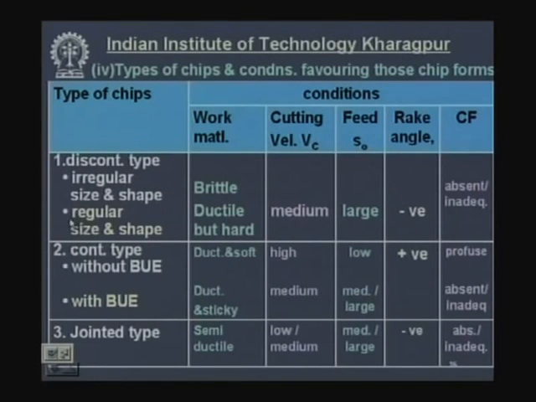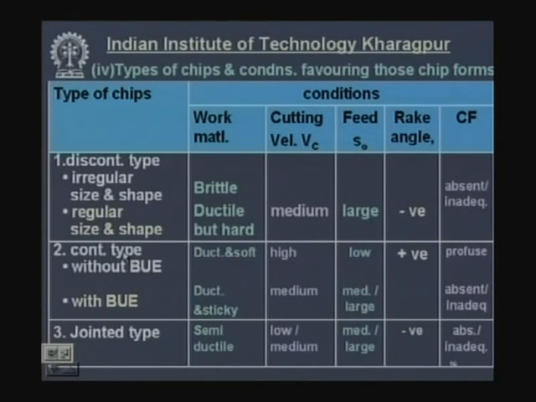But we can also get discontinuous chip of regular size and shape, uniform size and shape, same and repetitive, when the work material is ductile but hard or hardenable. Cutting velocity is medium, neither very low nor very high. Feed is large, rake angle negative, and cutting fluid either absent, we are not applying, or inadequate, not sufficient.